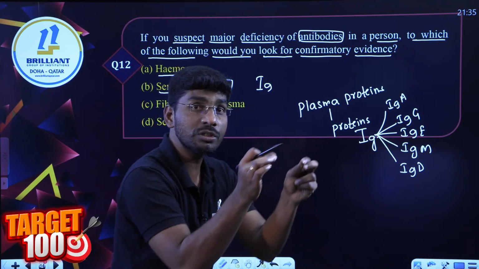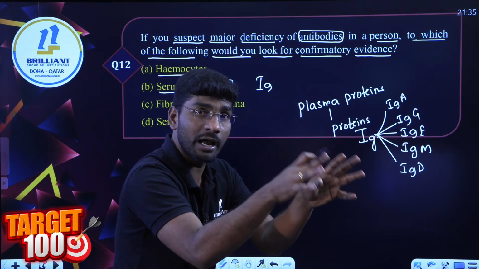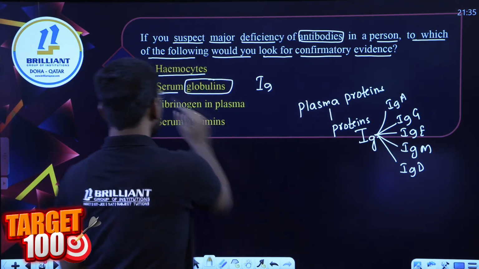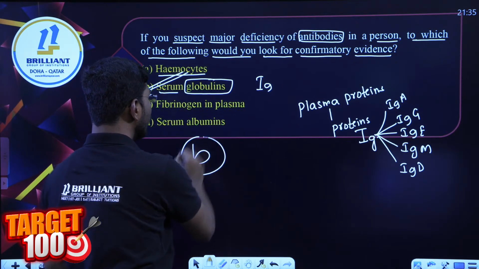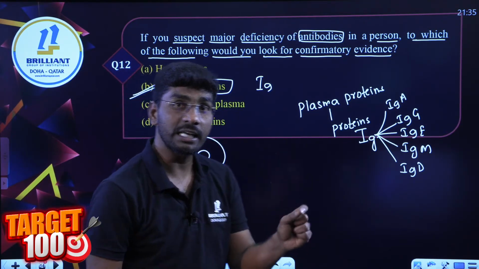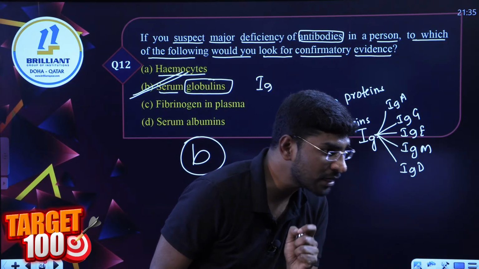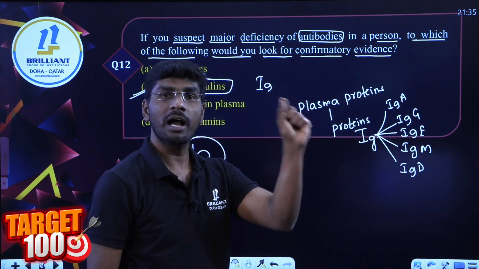So you have to suspect. If you are suspecting that antibodies are less, you have to take what? Tell me. Serum globulins. Am I clear? Serum globulins. So the answer is what? Option B. Am I clear?